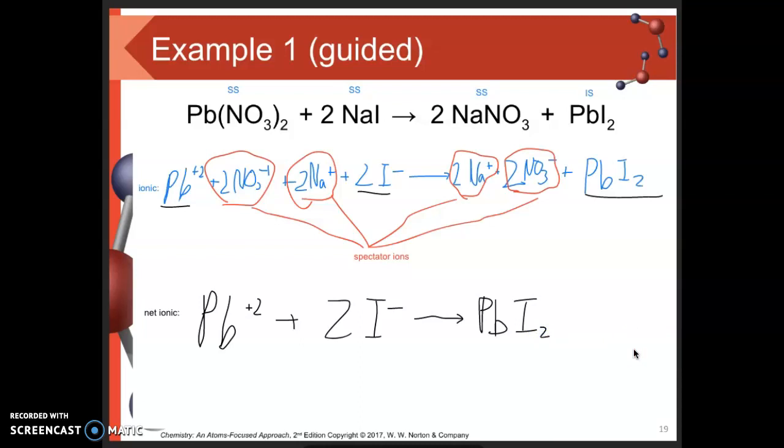So in order to go to the net ionic, I had to go through this ionic equation first. And to do that, I had to be able to identify each of these by their category of soluble, insoluble, acid, base, whatever. So that's going to be the end of this first video.